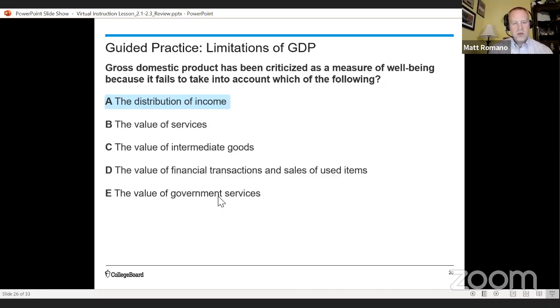Now, these others, look at the value of intermediate goods, for example. That can be a commonly missed answer because we know GDP doesn't measure those intermediate goods, but does that refer to the measure of well-being? It does not. Value of financial transactions, sale of used items, those aren't counted, but again, that doesn't reference a measure of well-being. So be specific to the prompt here and make sure that your answer is consistent with that.